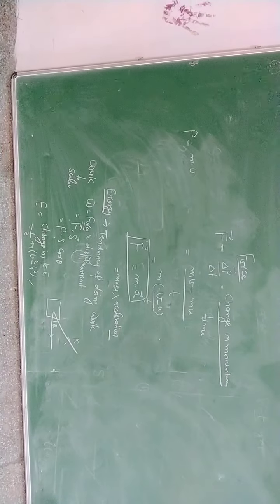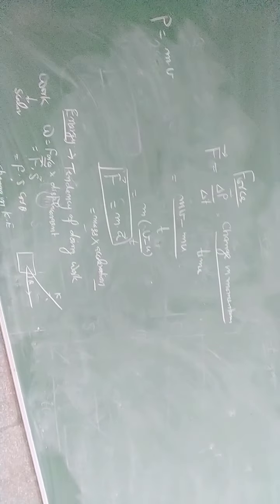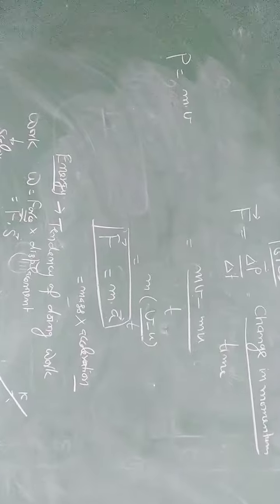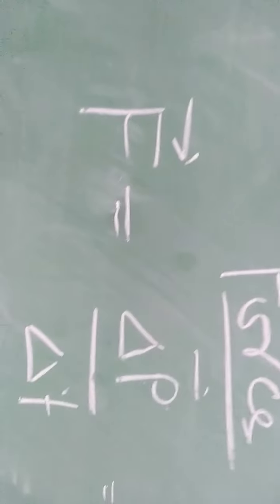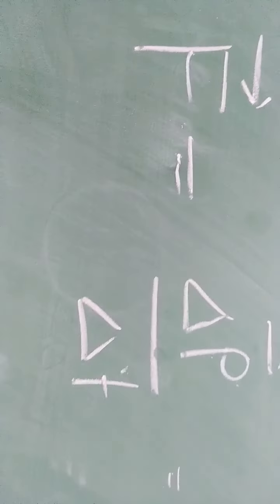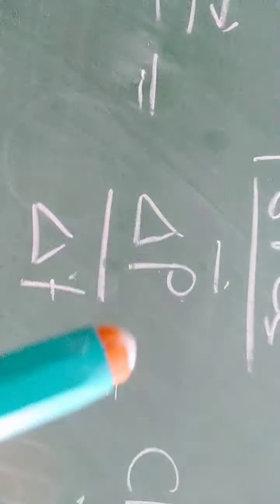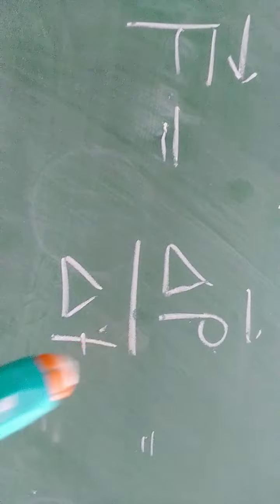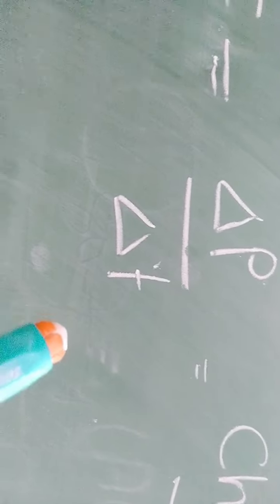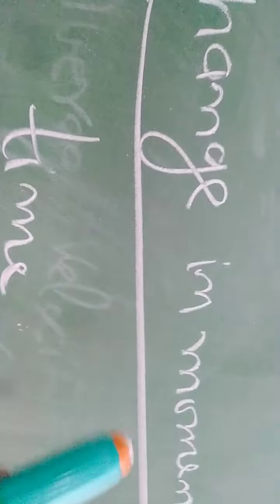Dear student, today I will discuss some important formulas: force and energy. Now see, what do you mean by force? Force is the rate of change of momentum, linear momentum, that is called force. F is equal to delta P by delta T. It is a vector quantity, change in momentum upon time.